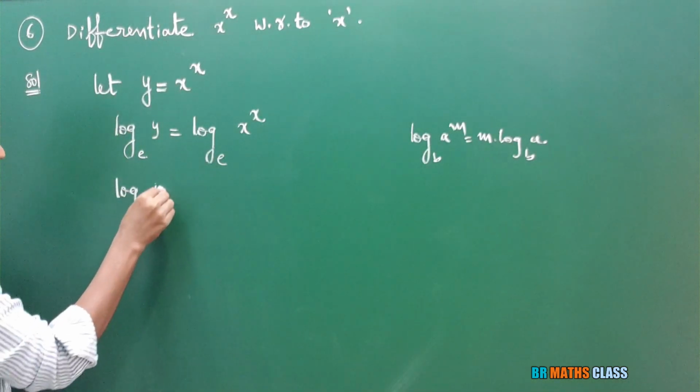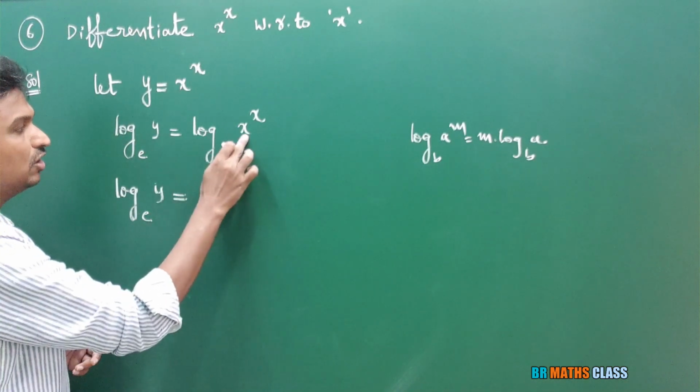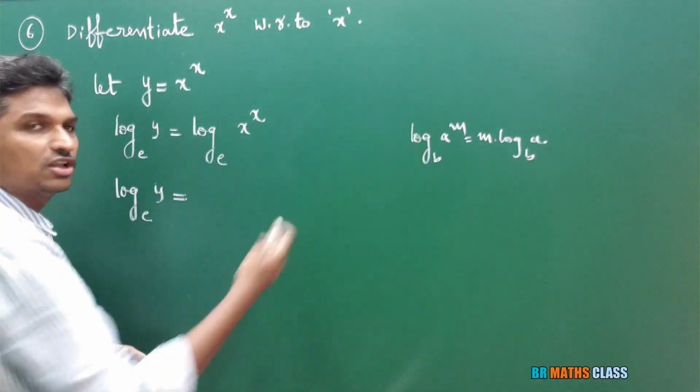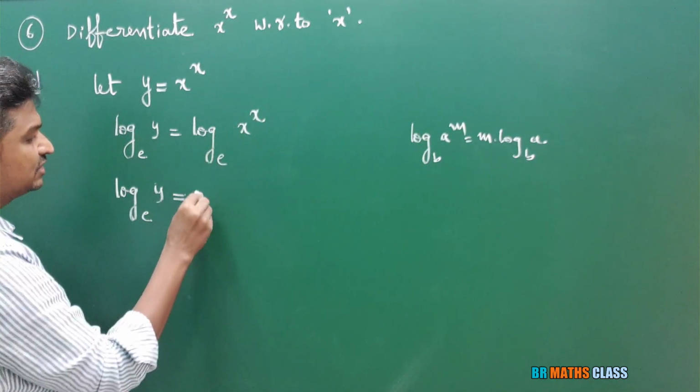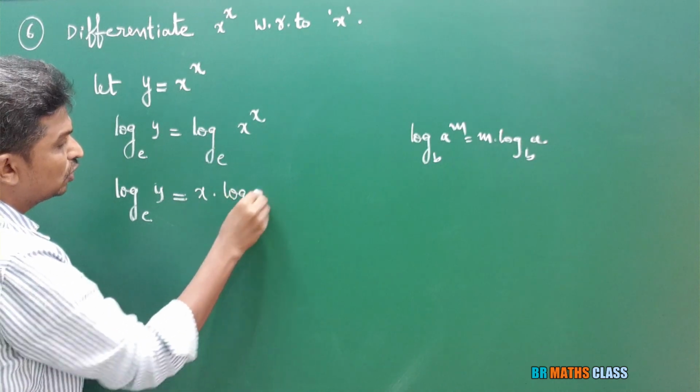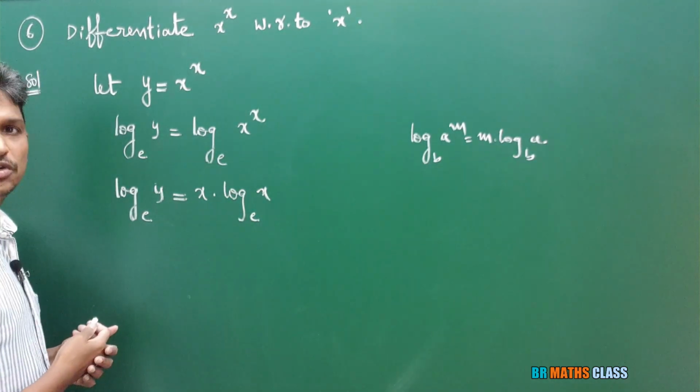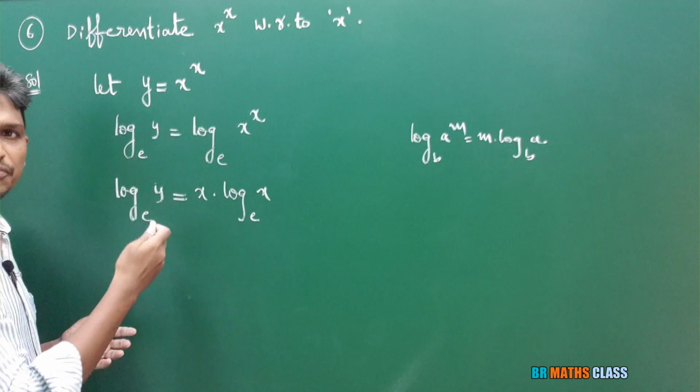First, this one I will write as it is. Log y base c equal to logarithm of a power m form. Logarithm of a power m is m into log a, right? So this can be written as x into log x base c. What do I need to find? As I have taken this as y, I need to find dy by dx.